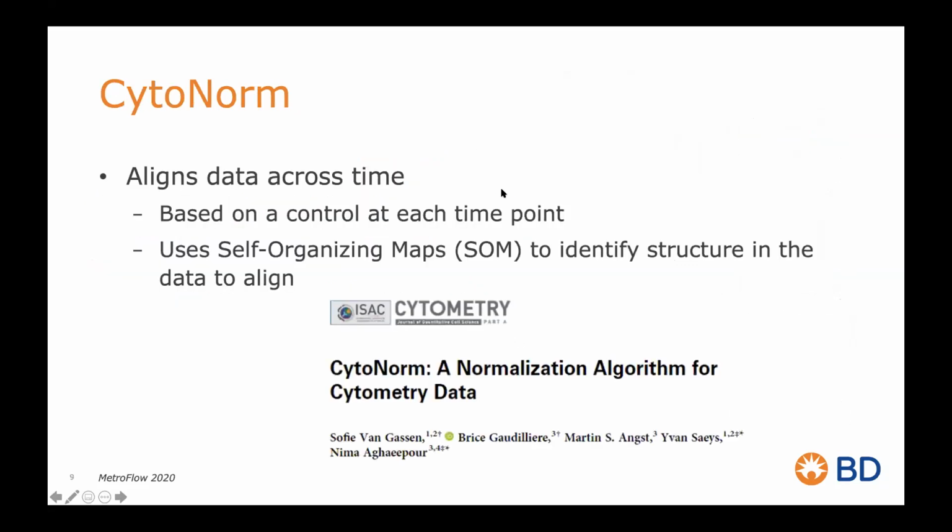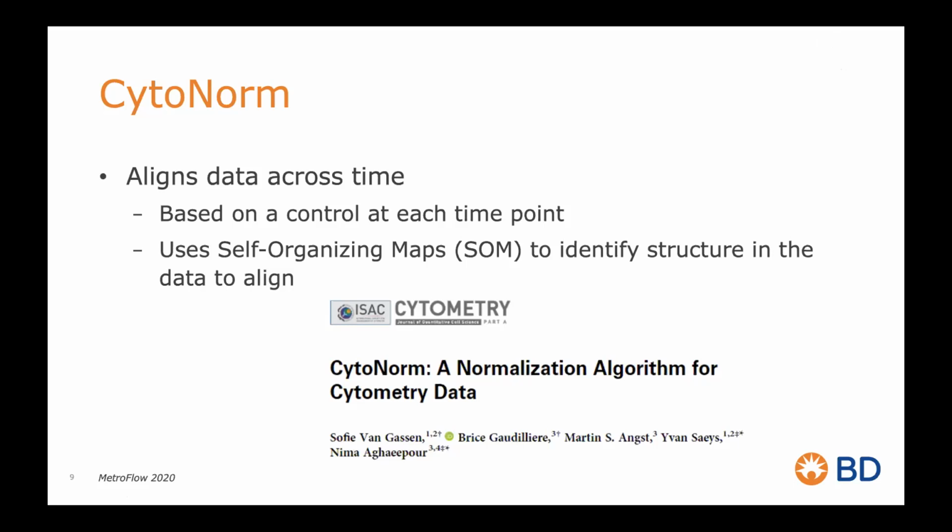Okay, the last one I want to talk about was CytoNorm. This is again meant to address comparing different files that were collected at different time points, different cytometers, or something like that. The general idea is that if you've got a comparable control at each time point, you can use that as a tool to normalize the rest of your data to.